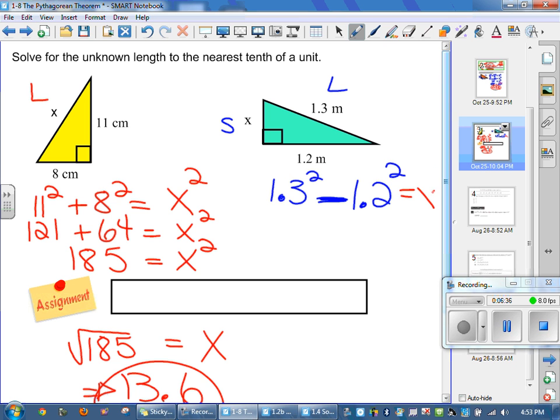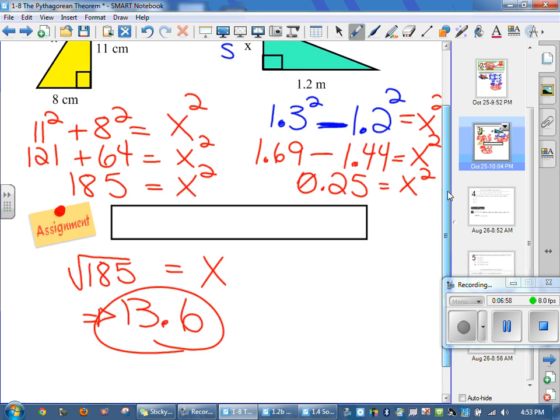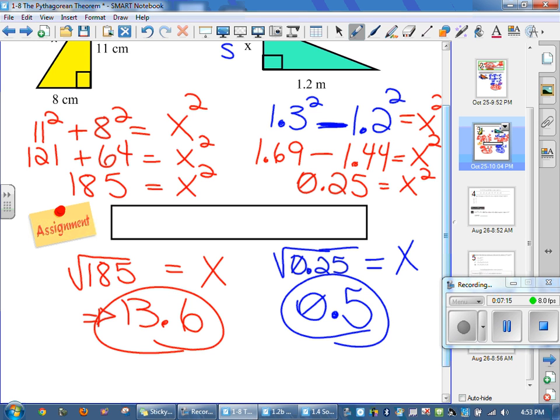So let's solve each of those. I'm going to get 1.69, and I'm going to get 1.44. And again, that equals our x squared. So I subtract both those decimal numbers, I get 0.25. That equals our x squared. Again, my last step, just like on the previous question, your last step is always square rooting to get rid of your x squared. So now I'm going to square root 0.25, and that's going to give me x. When you do that, you're going to get an exact decimal. It's not a run-on decimal, an exact decimal of 0.5. So now I know that x equals 0.5.